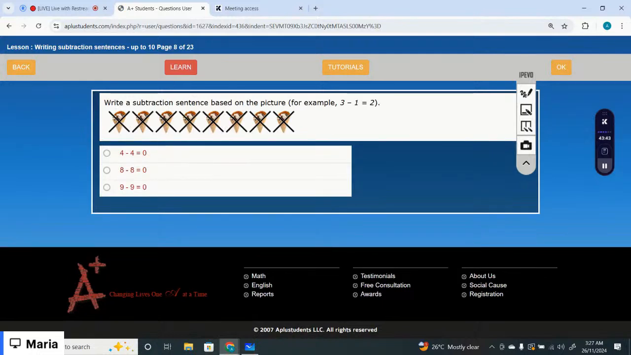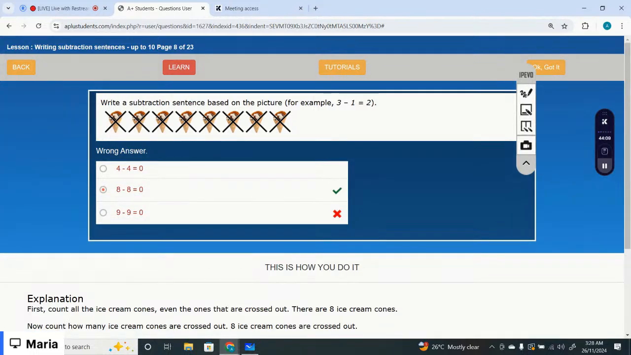Write a subtraction sentence based on the picture. So, which is the correct option? That is 9 take away 9 is 0. Option number 3 is the correct option. Oh, wait, take away 8 is 0. Sorry, they are 8. I thought 9. The correct option is 8 take away 8 is 0.